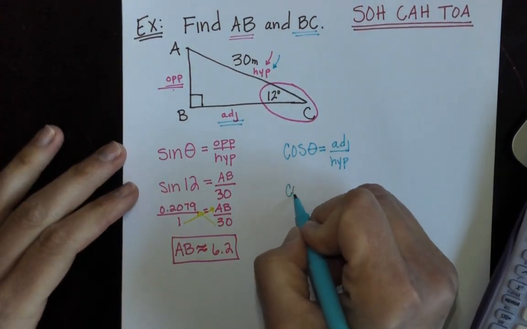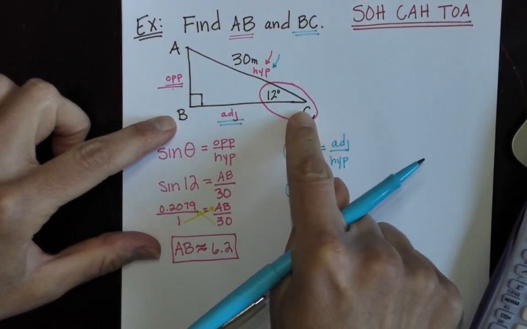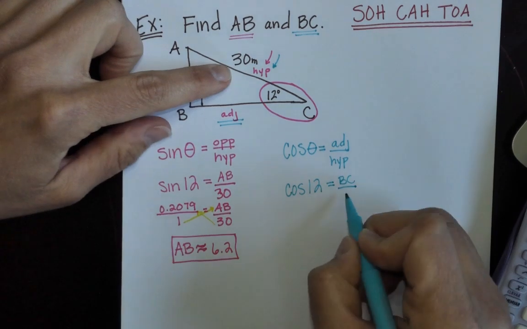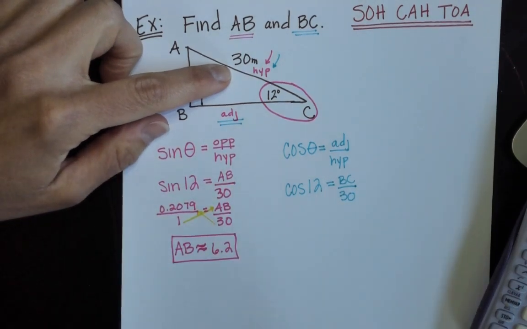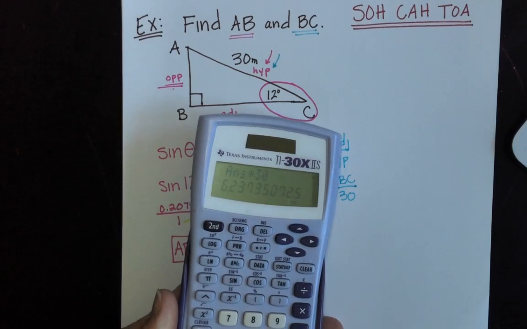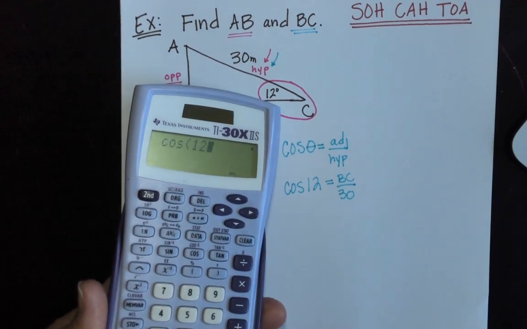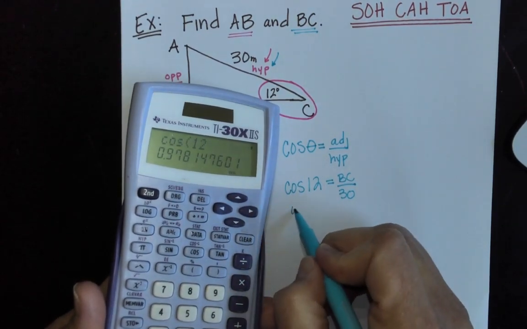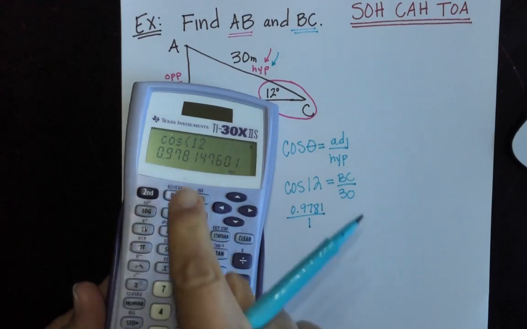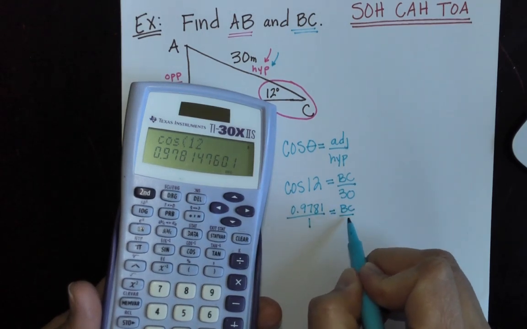So this time it's cosine of our angle. We don't know what the adjacent side is, so we're going to use BC because we don't have a Y or an X, and then our hypotenuse 30. This, remember, stands for that decimal version of our ratio. So I got to go to my calculator. This time it says cosine, so cosine 12, enter, and we get 0.9781. It's a ratio, even though it's in decimal form, so I put it over 1, and I bring down that BC over 30.